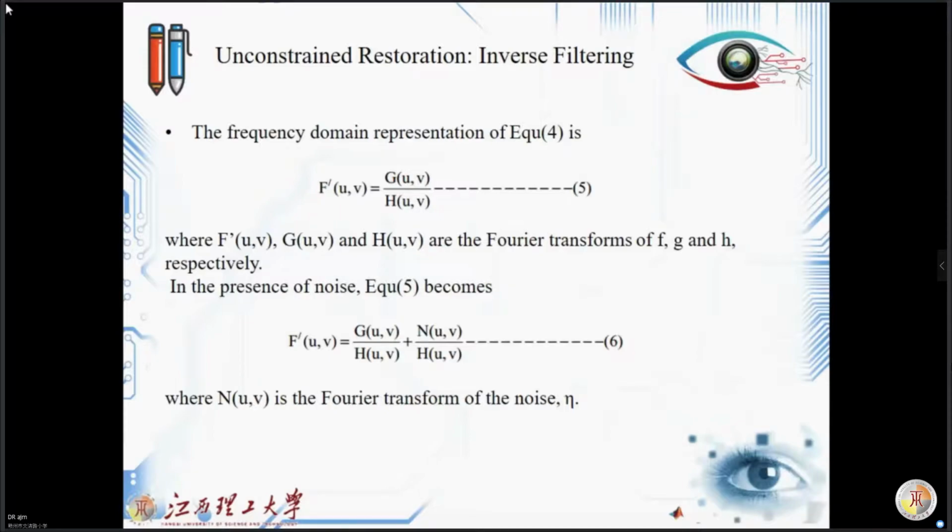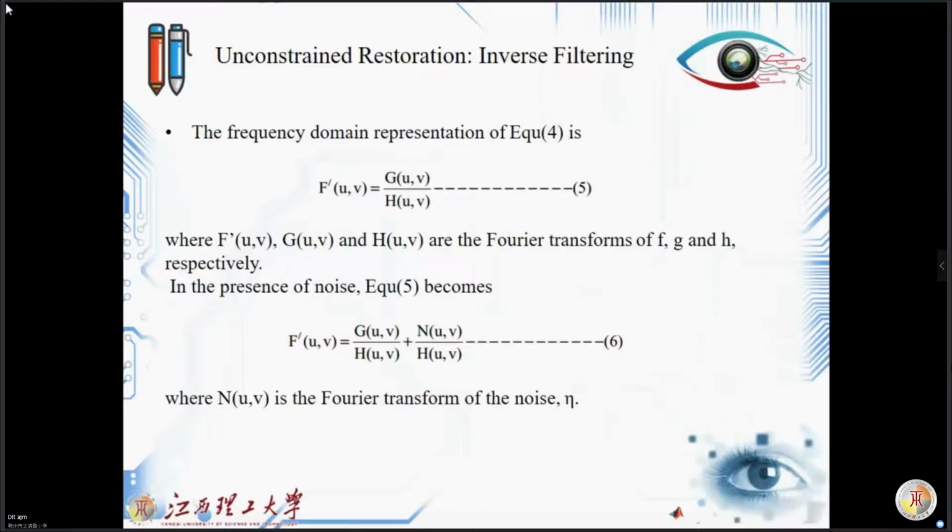As you remember, we talked about the frequency domain. Now the terms that I taught you in the time domain, I want to travel to the frequency domain. What should my F prime equation be in the frequency domain? It can be shown with equation number 5, in which we have F prime of u and v equal to G of u and v divided by H of u and v, where F prime(u,v), G(u,v), and H(u,v) are the Fourier transforms of f, g, and h respectively.